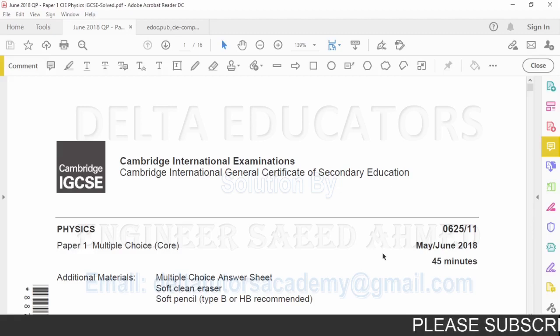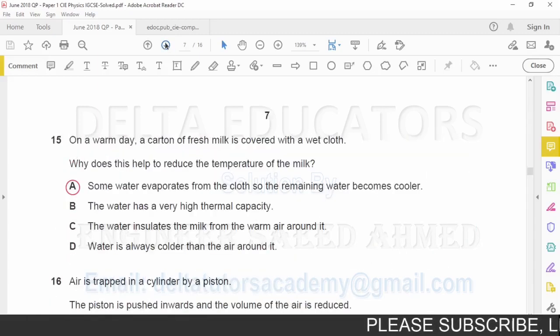IGCSE Physics Paper Code 0625, Paper 1, Variant 1, May-June 2018. Today we are going to solve question number 21 to question number 40.